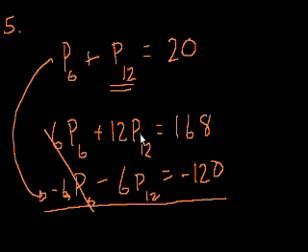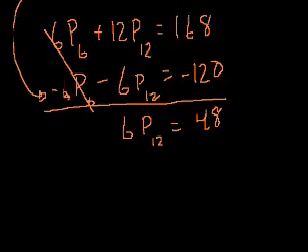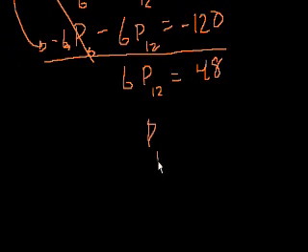12 times the 12 packs minus 6 times the 12 packs is equal to 6 times the 12 packs. It's equal to 168 minus 120, which is 48. And so we get the 12 packs, 48 divided by 6 is 8. So there were 8 12 packs. The manager bought 8 12 packs. That is choice B. And I'll see you in the next video because I'm all out of time.